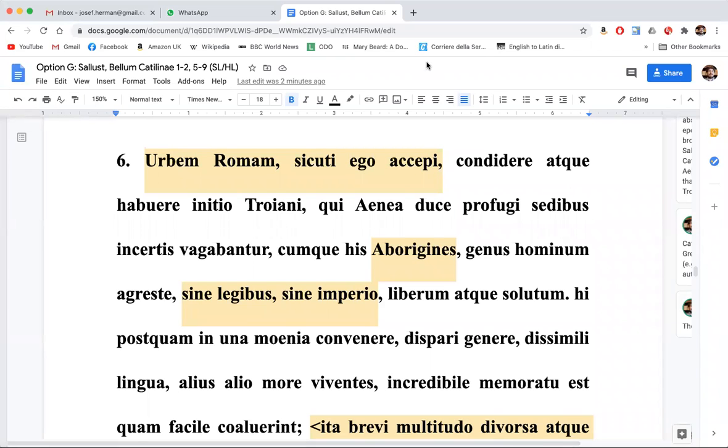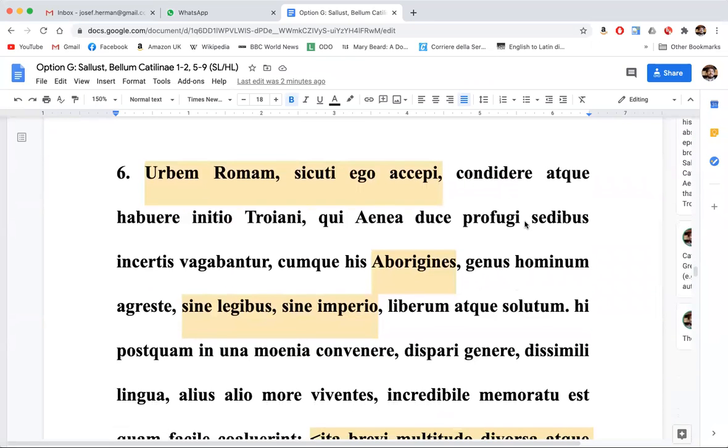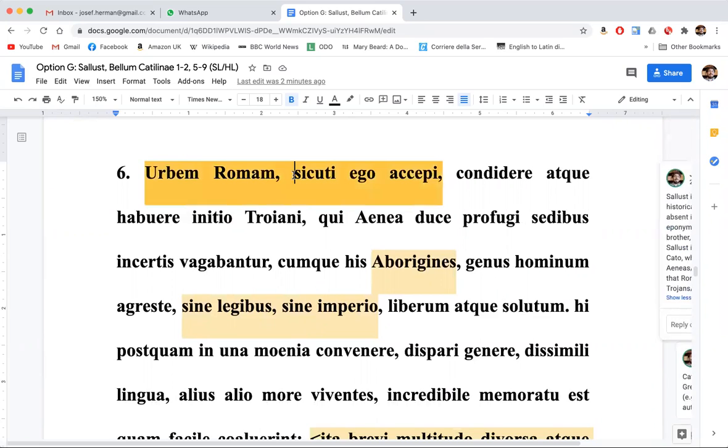So this is the beginning of chapter 6 of the Sallust text, starting on page 18. And Sallust actually starts with an object, urbem Romam, accusative case. So we could actually start with this phrase, sicuti ego accepi. This means as I have received, or as I have learned. Sicuti means just as, or just like. And it's a synonym of other Latin words like sicut, velut, veluti, things like that.